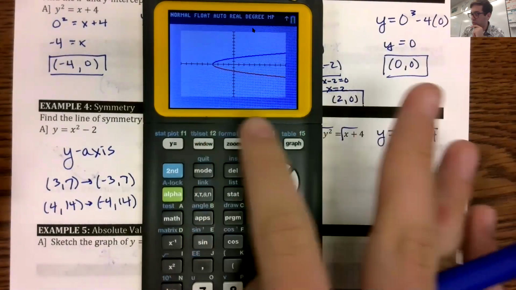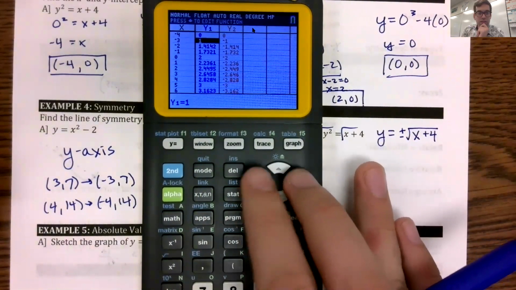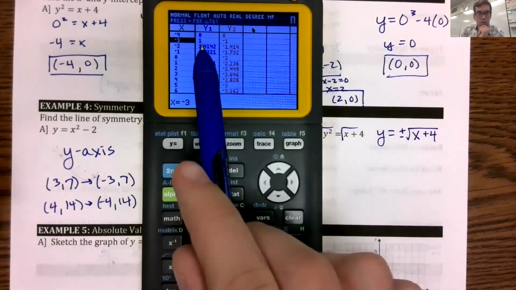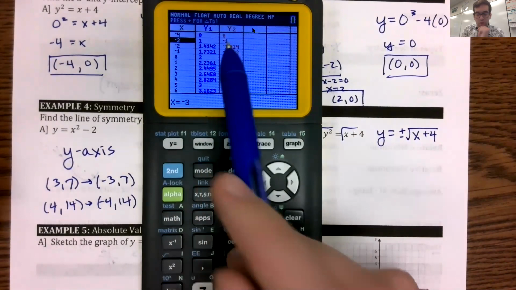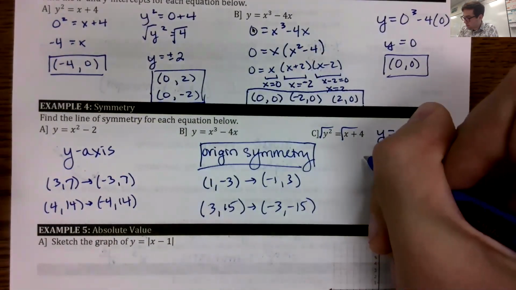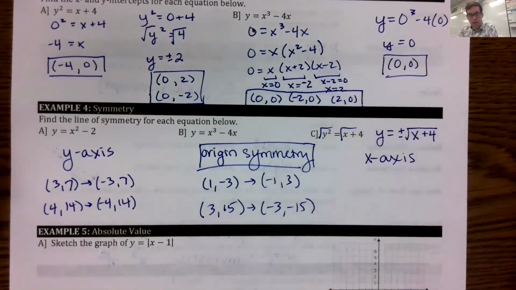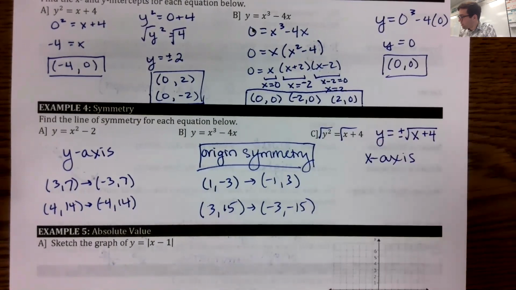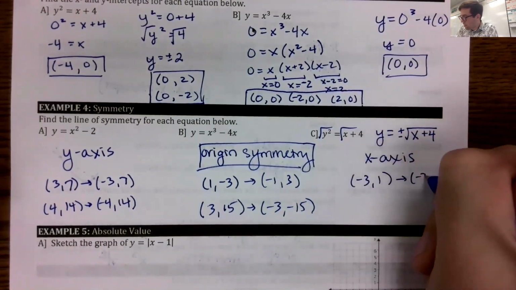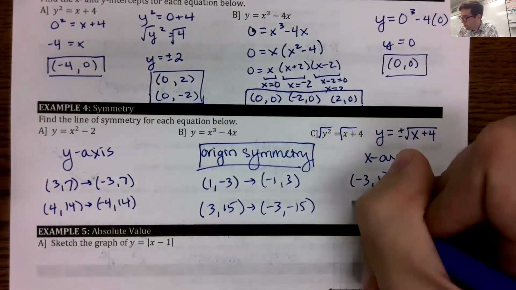If we go to the table, now because it's 2 different graphs, it's showing in 2 different spots. But what this means is that negative 3, 1, we switch the y value, it goes to negative 3, negative 1, and that's true. So this is x-axis symmetry. And let's see, what did I say? Negative 3, 1 goes to negative 3, negative 1. That's another example here. 5, 3 goes to 5, negative 3.